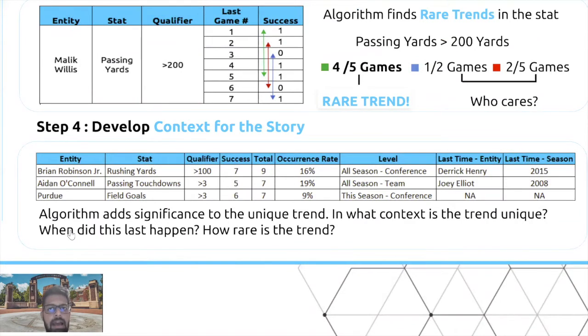Here, our algorithm adds significance and value to our unique trend. It churns out things like the occurrence rate of this trend, which means the percentage of this thing happening, and why is it rare? And then we try to analyze the rarity at different levels. For example, has this trend ever happened this season? When was the last time this trend occurred in the player's or the team's history? Who was the last player who did the same trend? This is how we try to make the story engaging.